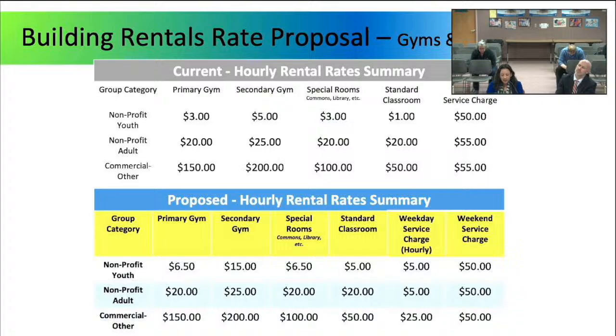The special rooms are $3, and we're going to increase that to $5, and the standard classroom is $1, and it's going to increase to $5. We also currently do not charge a weekday service fee, and that's going to be included in the future rental proposal.